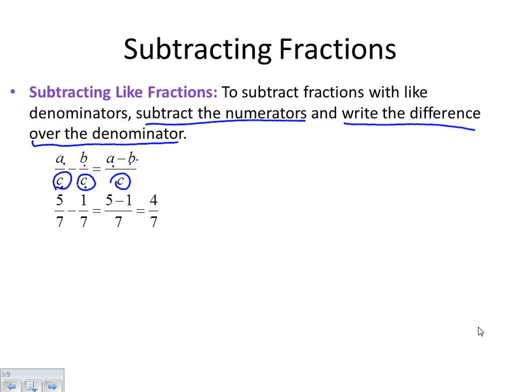And again, for those of you that like numbers and not letters, here it is in a number example. I've got 5/7 minus 1/7. You see that these are like denominators, so I've got 7, 7. I'm going to keep the denominator, 7, okay? And then I'm going to subtract the numerators. As you can see here, it's 5 minus 1 equals 4/7.